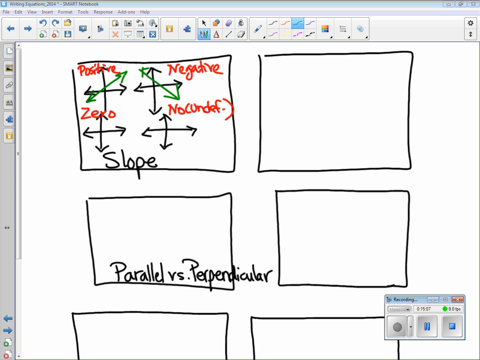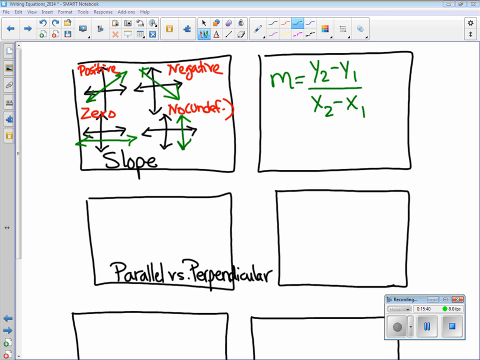Zero slope. What kind of a line is that? Demetra? Horizontal. Very good. Horizontal line. And then undefined is going to be what kind of a line? Vertical. Very good. So we know what they're going to look like, okay, on the front of the card. On the back of the card, okay, we can also write the formula here. So we'll say that the slope formula is just simply y2 minus y1 over x2 minus x1.